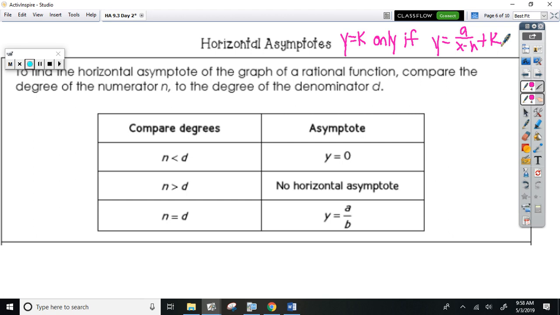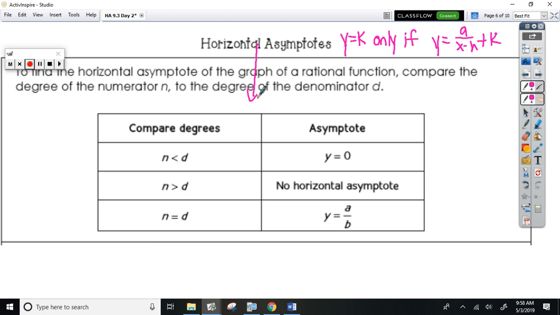It'll be y equals k only if the equation is in the form y equals a over x minus h plus k. So if there's like an x squared in the equation, or there's an x in the top, you can't use y equals k because there's no k. There's no general form for a polynomial equation. But that's not going to be the case for the polynomial functions that we see today.